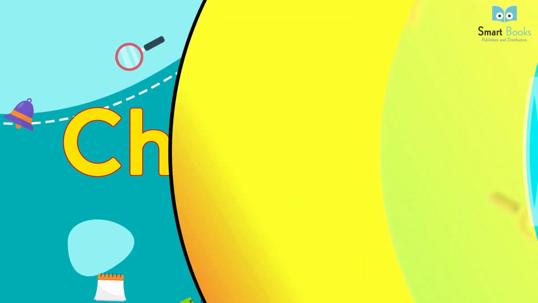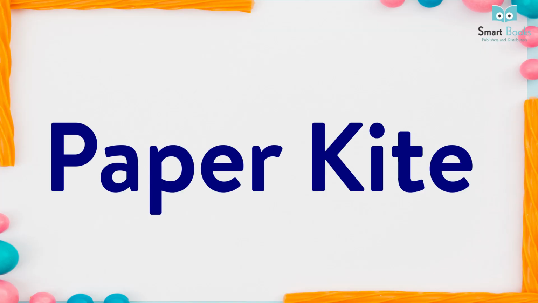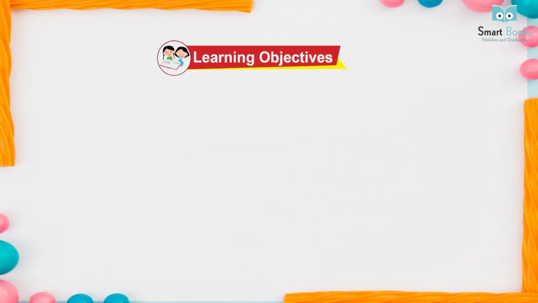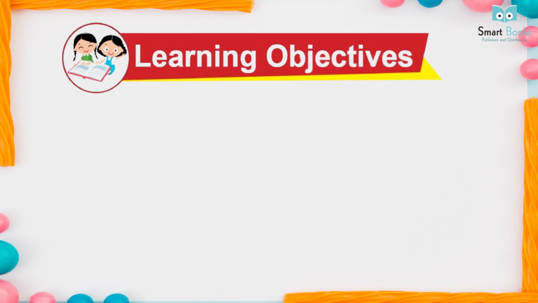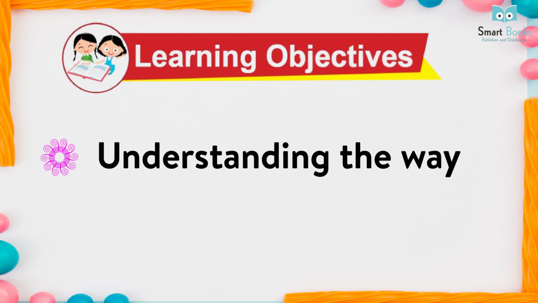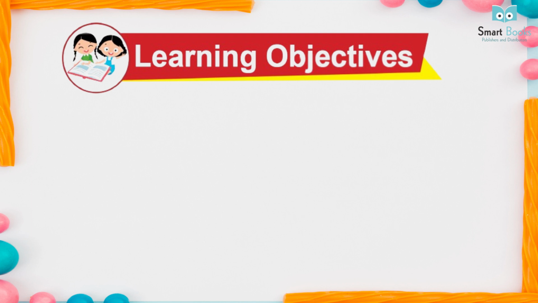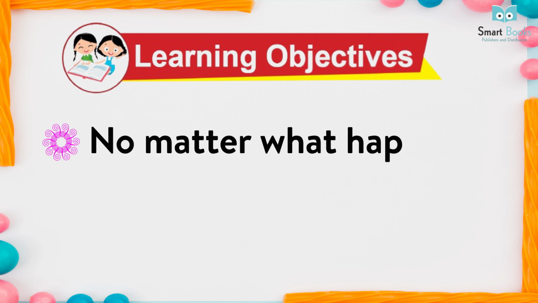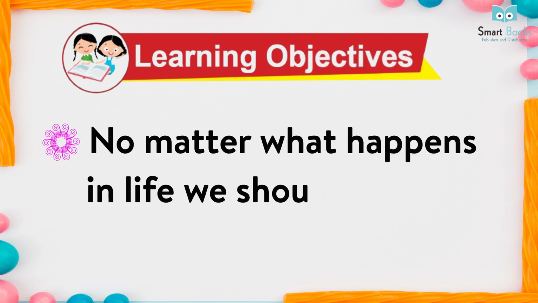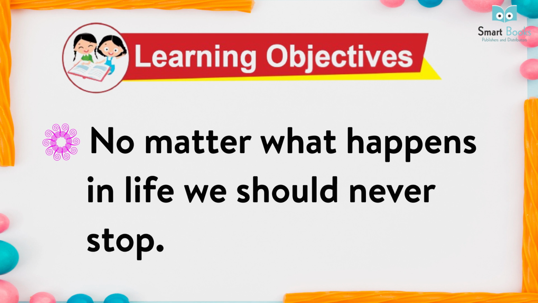Chapter 1: Paper Kite. Learning Objectives. 1. Understanding the way a kite flies. 2. No matter what happens in life, we should never stop.